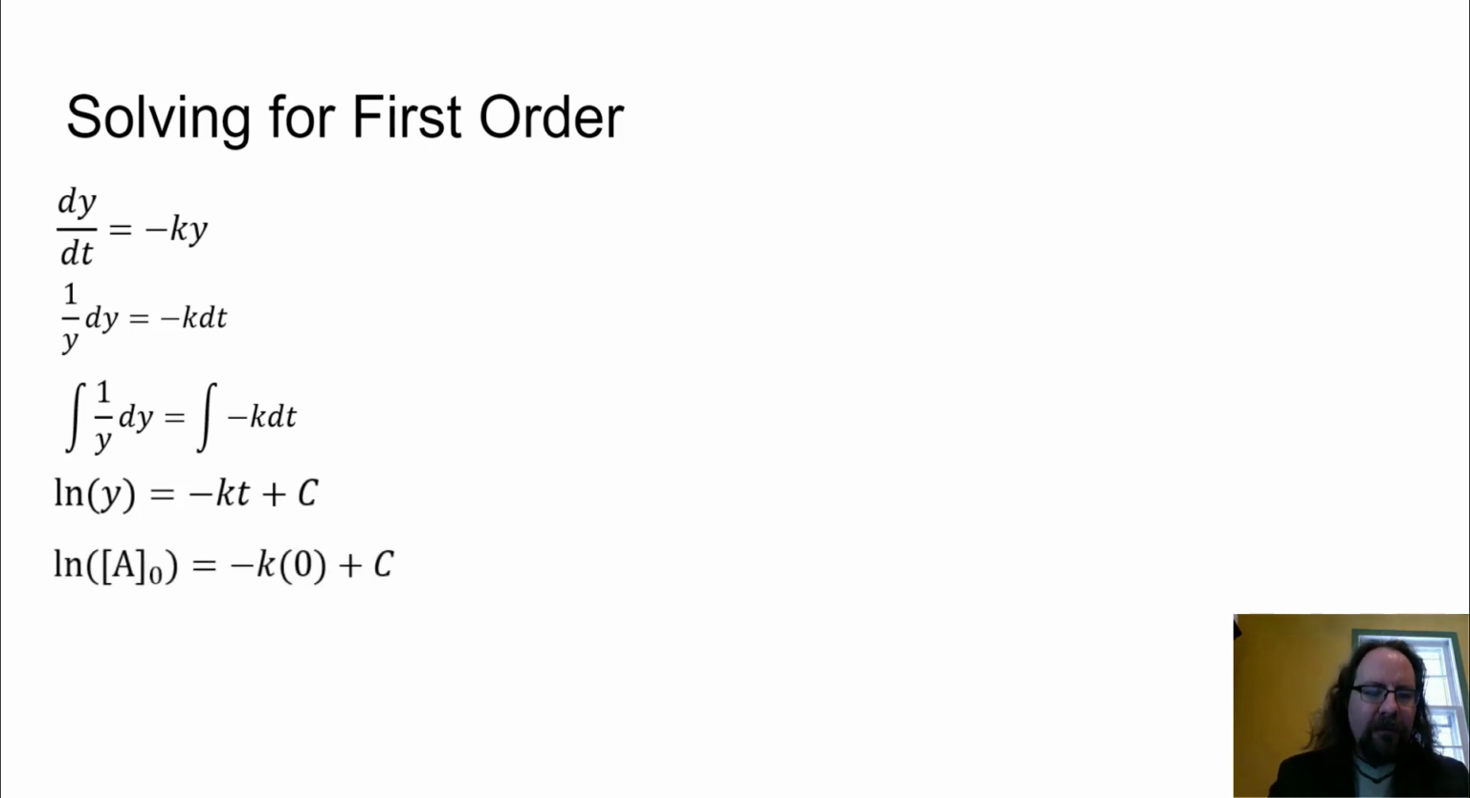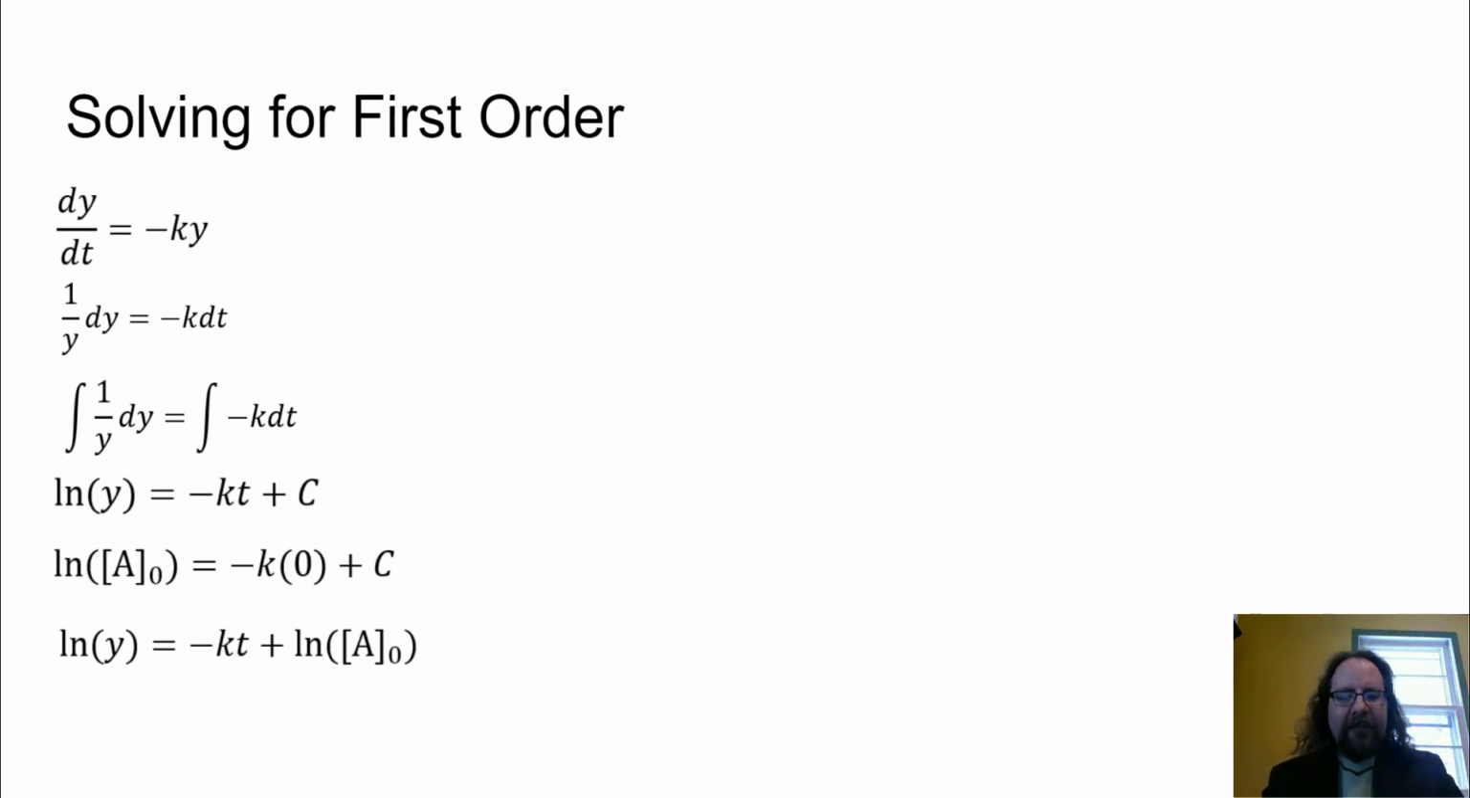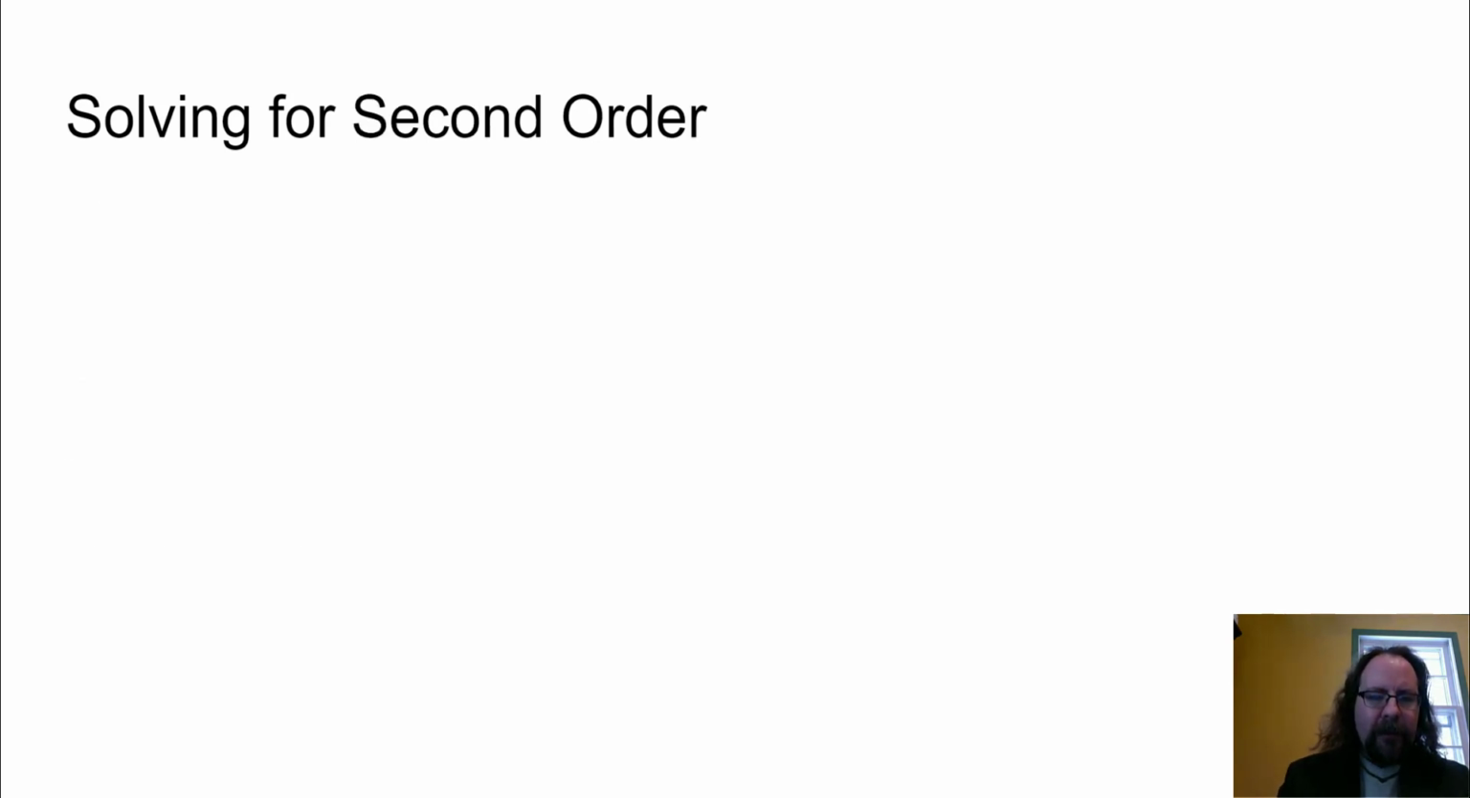When t is 0, y is the initial concentration of A, and that's what gives us our constant, bringing us to the final equation: the natural log of y equals negative kt plus the natural log of the initial concentration. And as we saw, I'm leaving it in that form for now, and we will discuss why that is in a little bit. Finally, the second order.